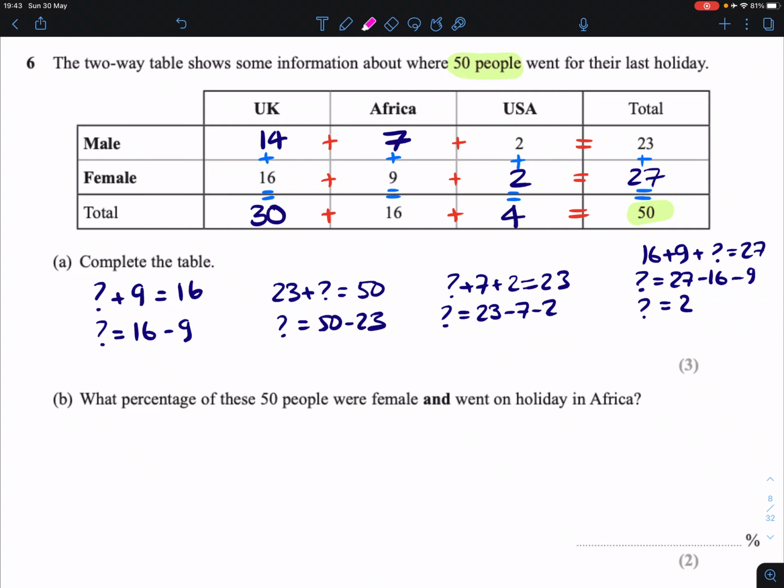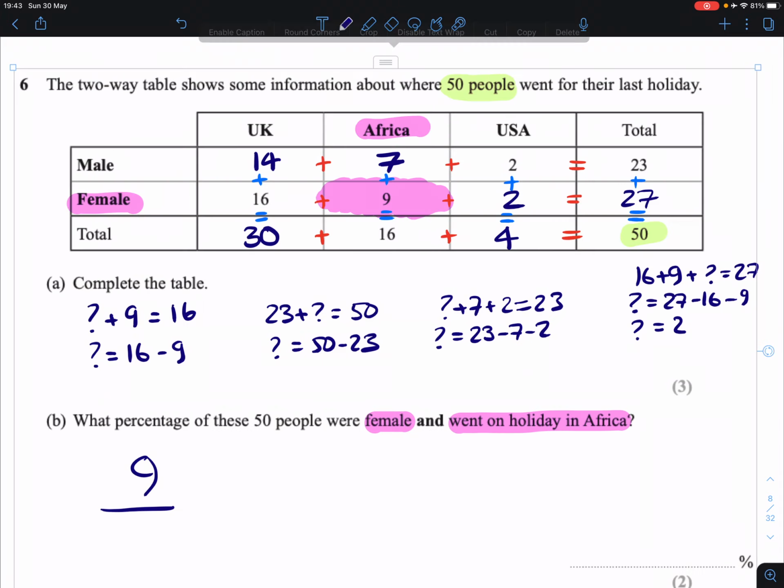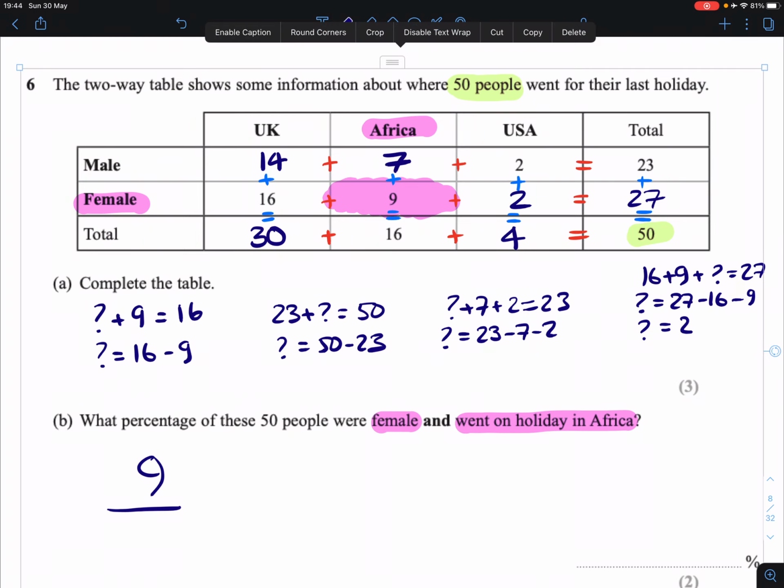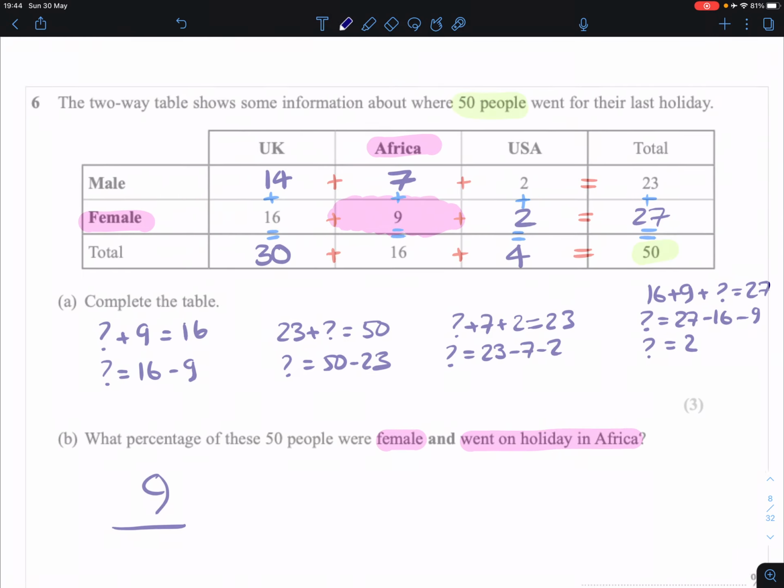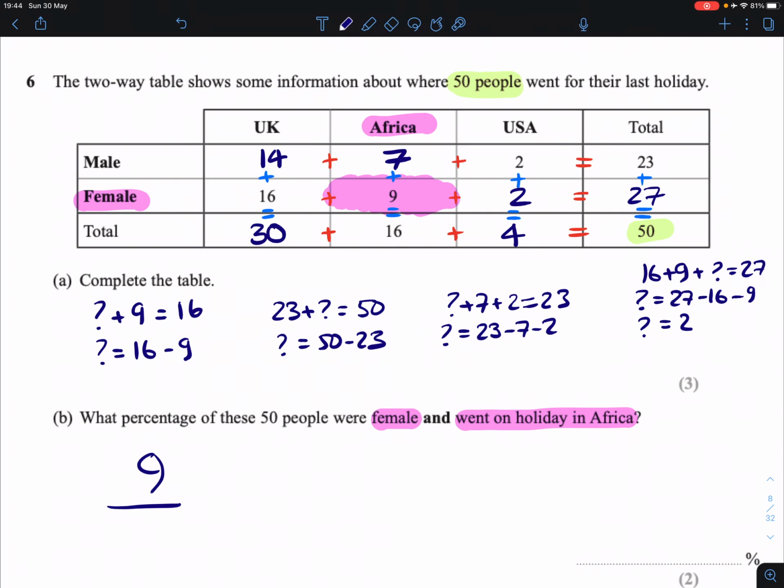And that's it. Part B, what percentage of these 50 people were female and went on holiday in Africa? So that means female and went on holiday in Africa. There were 9 people out of our grand total of 50. So our fraction is 9 out of 50.